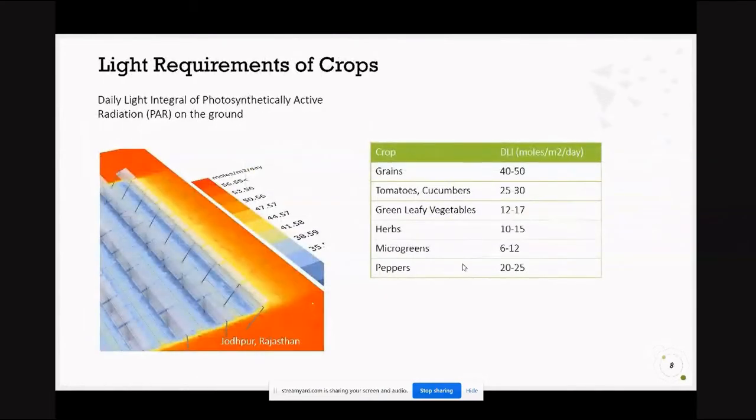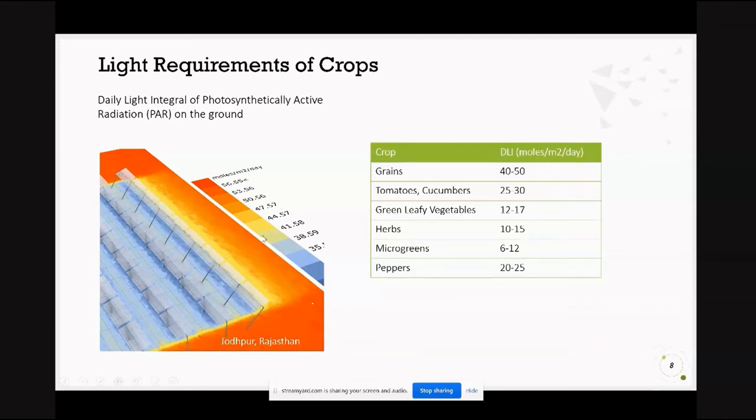Now, coming to the light part of it. This particular plot is for the city of Jodhpur in Rajasthan, which shows the daily light integral, which is the sum of the wattage that is coming on over the course of the day, represented in moles per meter square per day for photosynthetically active radiation. So that's that part of the incoming radiation, the visible part that plants use for photosynthesis.